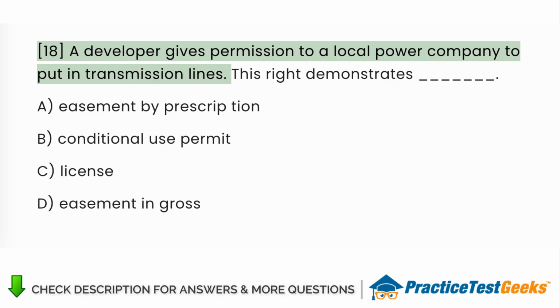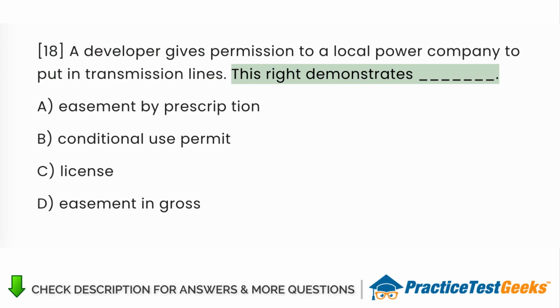A developer gives permission to a local power company to put in transmission lines. This right demonstrates A. Easement by prescription. B. Conditional use permit. C. License. D. Easement in gross.